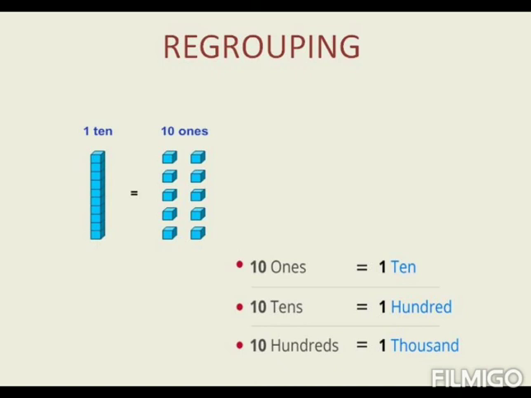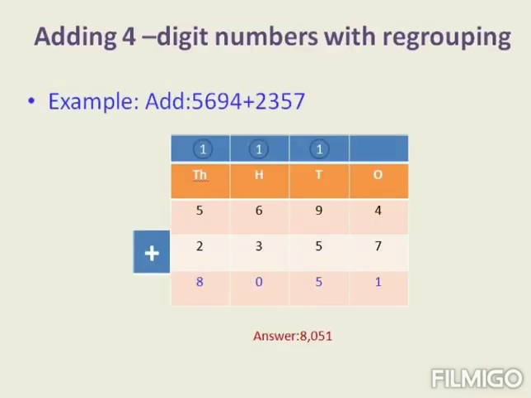Okay. Now we are going to see some more examples of adding numbers with regrouping. Here is your first example. Here there are two 4-digit numbers. We are going to add them. The numbers are 5,694 and 2,357. Mention the 4 different places, ones, tens, hundreds and thousands, and then we have to represent the digits in their proper places. After that, put the plus symbol.